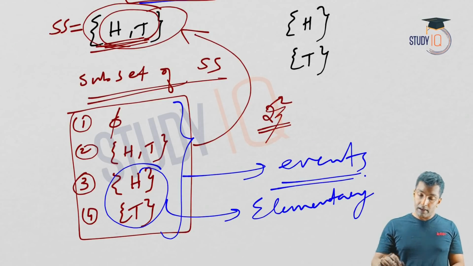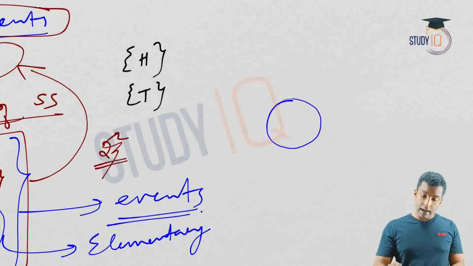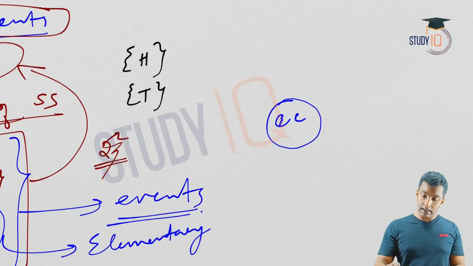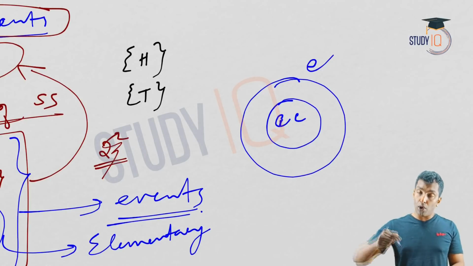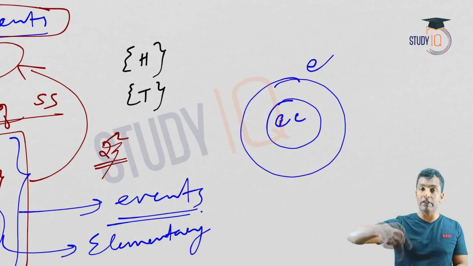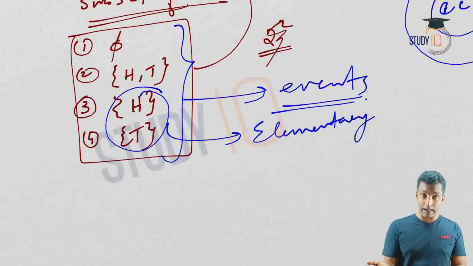Okay, so this is how you need to understand it now. Elementary events are this part only, and events are this whole collection. So all elementary events are events, but not all events are elementary events. This is how you need to understand that. Now let's take one more example.